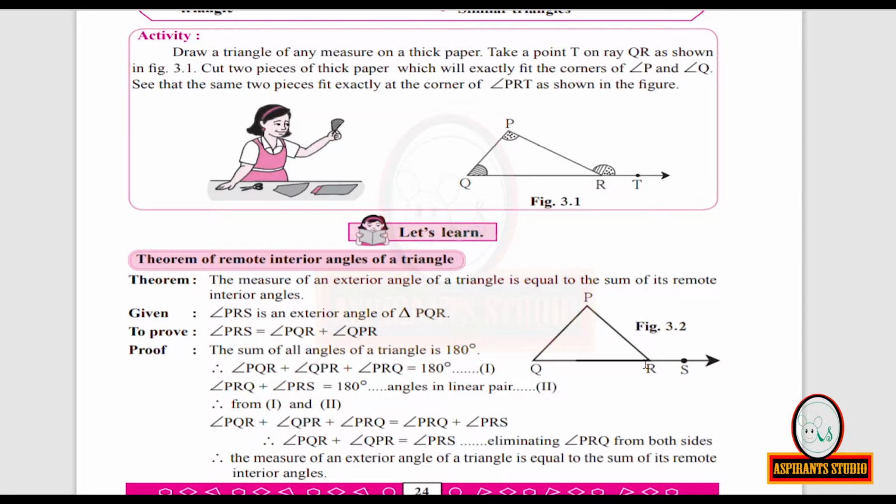Angles formed in the same straight line. So we have the second equation. Measure of angle PRQ plus measure of angle PRS is equal to 180 degrees. You have to write the reason for that. You have to write angles in linear pair. Take this equation as the second equation. Now look at equations 1 and 2.